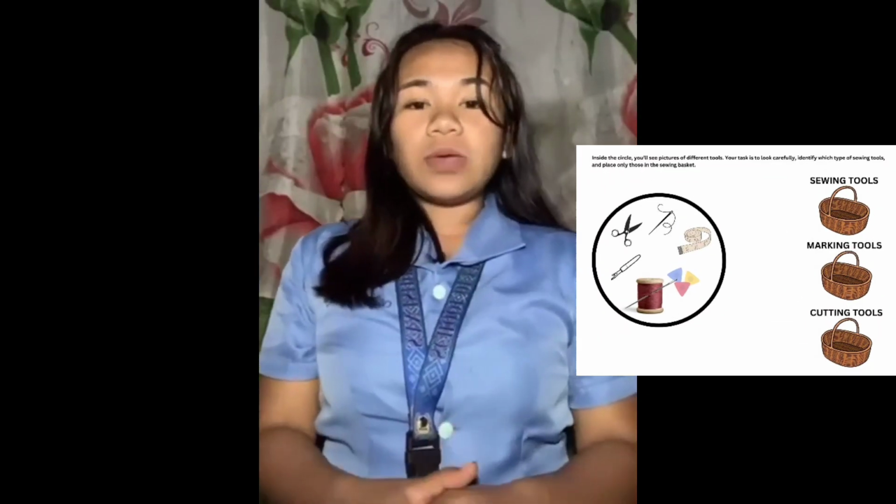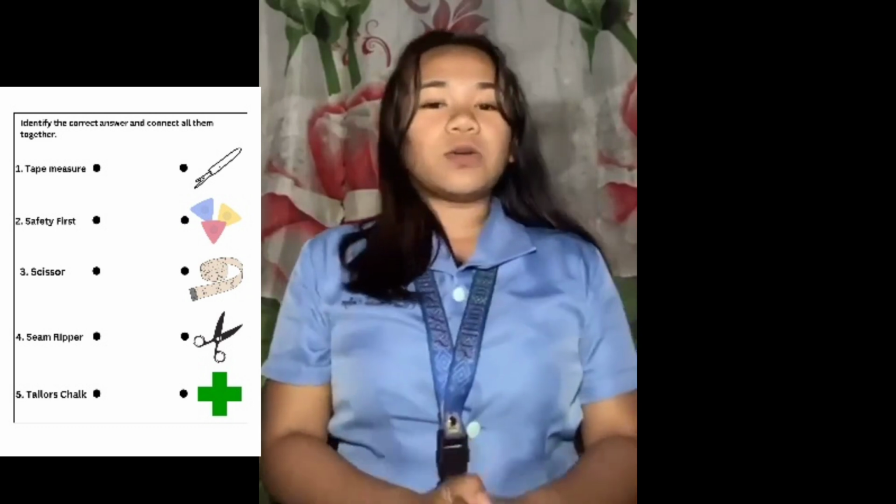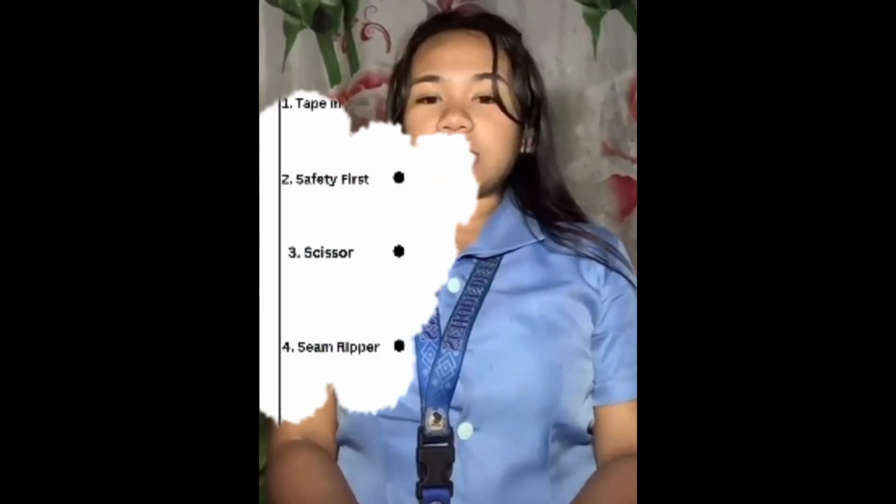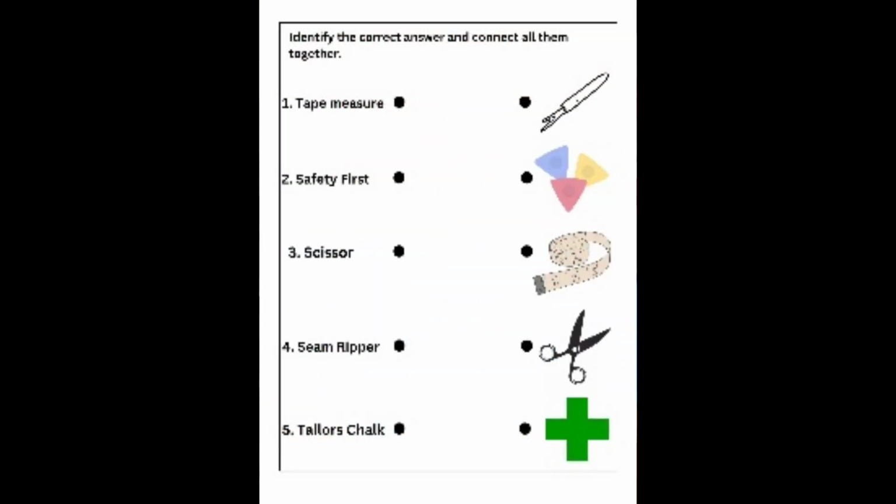This time we're going to have an activity. We have two types of activity: the first is a collaborative activity and the second is an individual activity. For the collaborative activity, we're going to identify the tools and whether each is a sewing tool, marking tool, or cutting tool. For the individual activity, you have to connect the names of the tools that are put there.